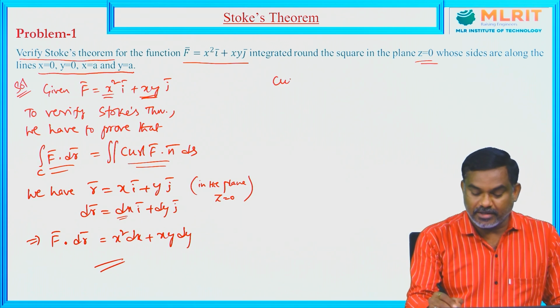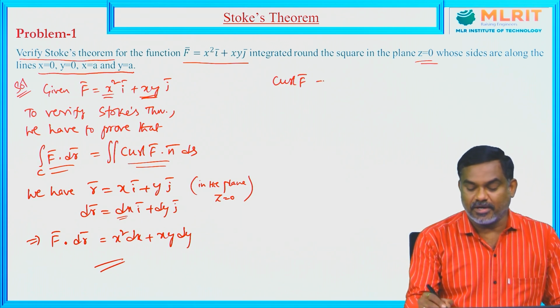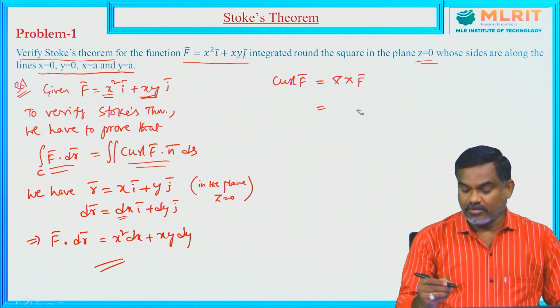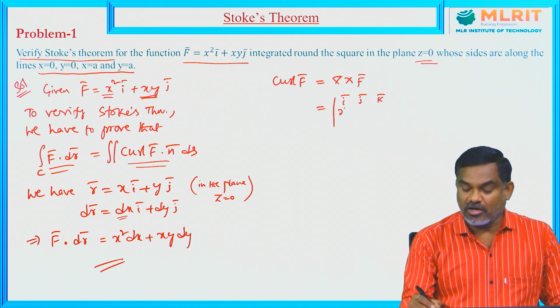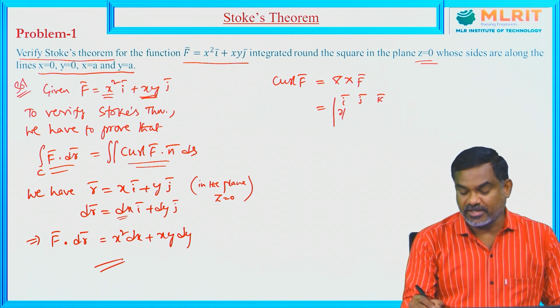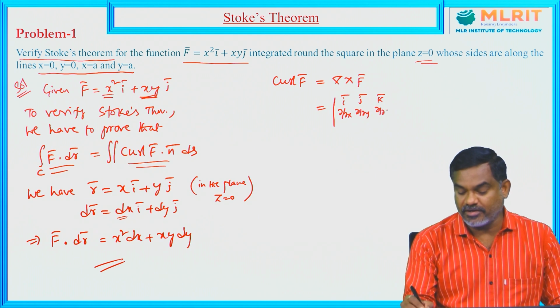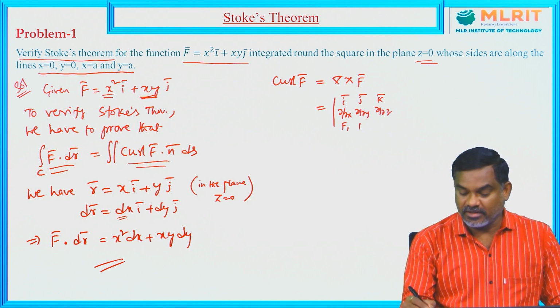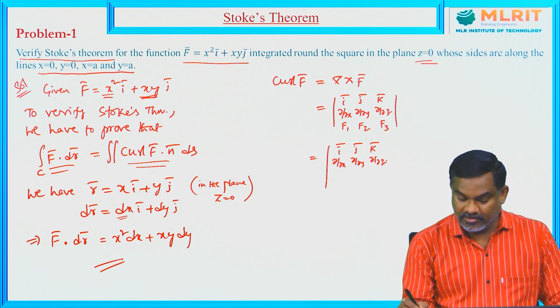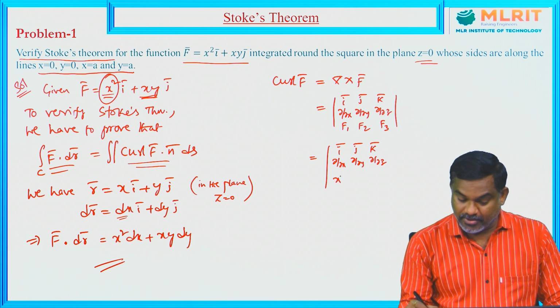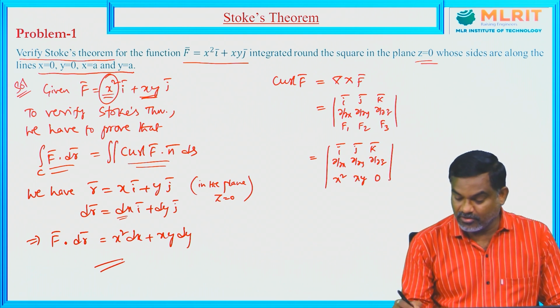Similarly, we need to find curl f bar also. What is curl f bar? That is del cross f bar. So what is del cross f bar? i bar, j bar, k bar, the components of the first vector, dou by dou x, dou by dou y, dou by dou z, and the components of the second vector, f1, f2, f3. So which is i bar, j bar, k bar, dou by dou x, dou by dou y, dou by dou z. Now x square is the first component, xy is the second component, and 0 the last one.